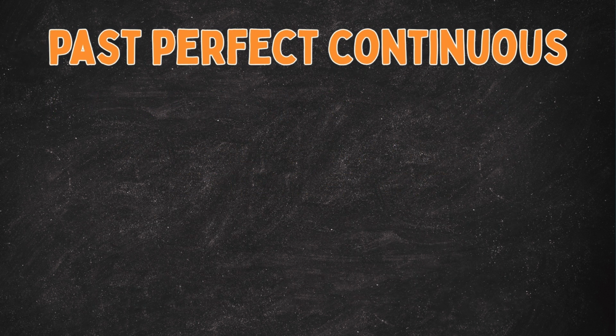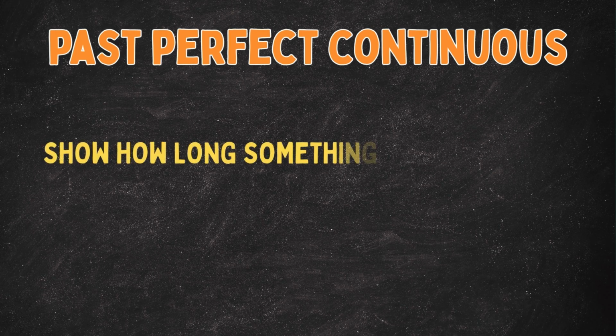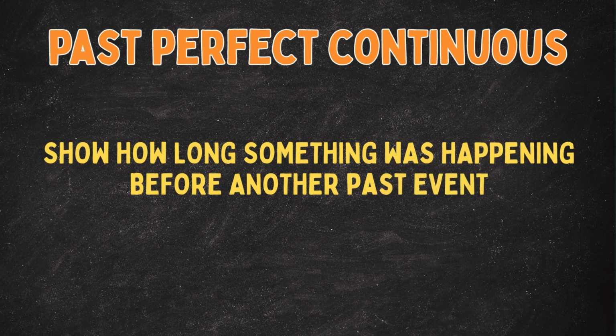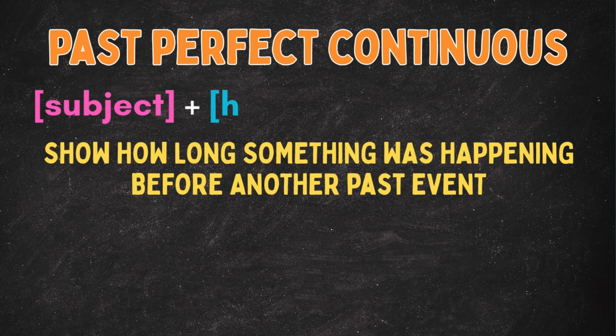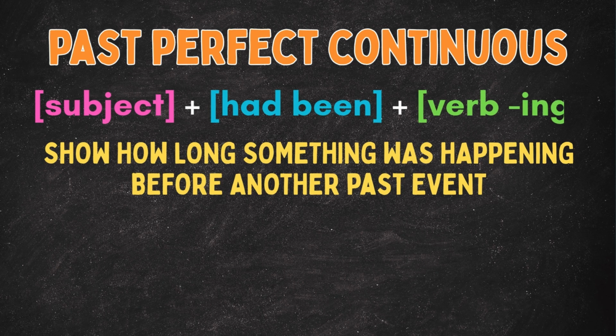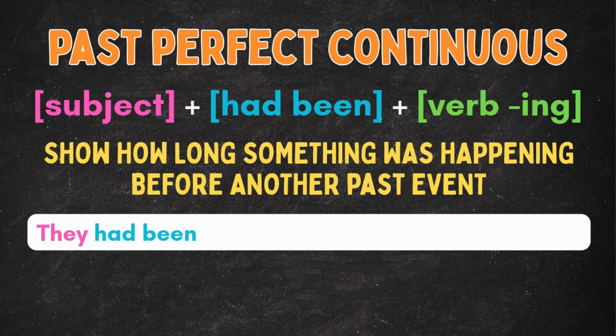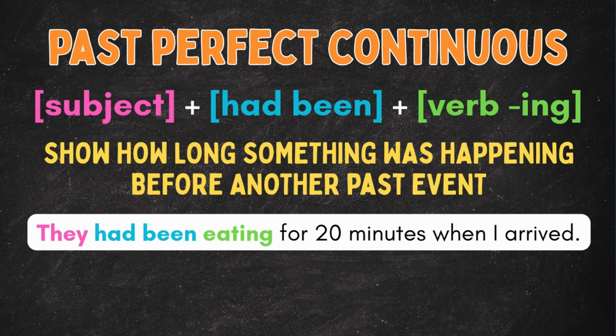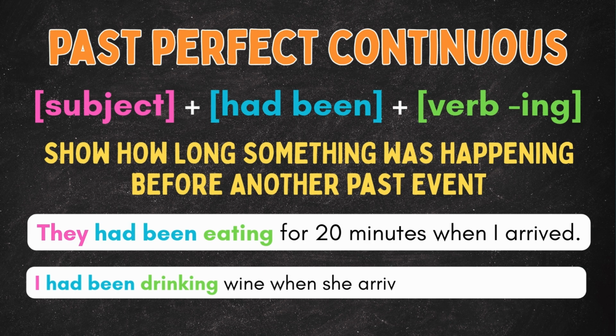Past perfect continuous. The past perfect continuous shows how long something was happening before another past event. The sentence structure consists of subject plus had been plus verb with ing. For example, they had been eating for 20 minutes when I arrived. I had been drinking wine when she arrived at the restaurant.